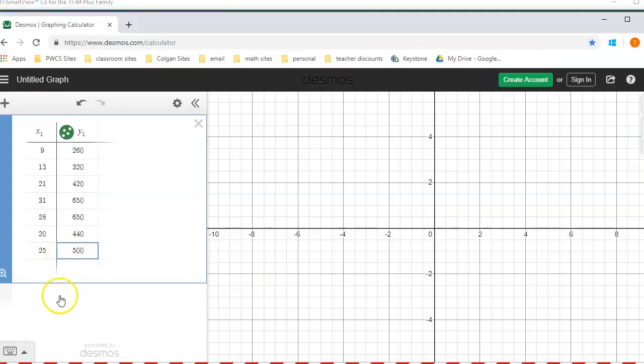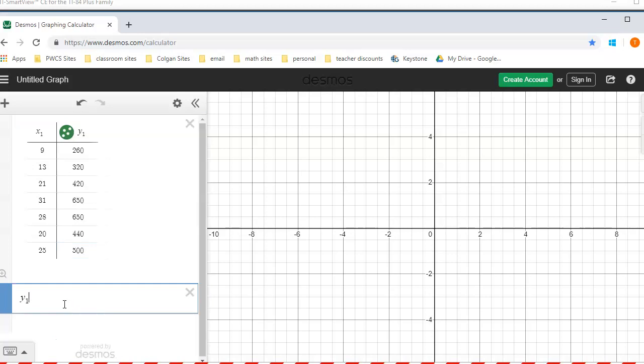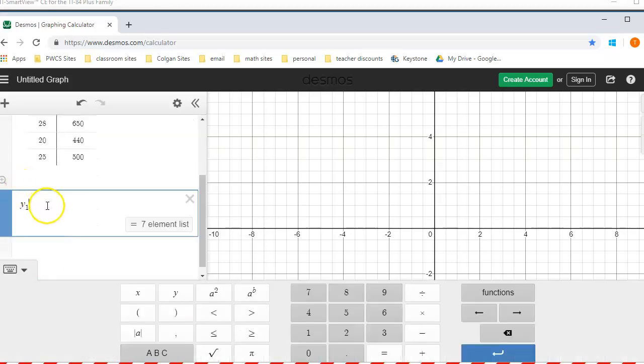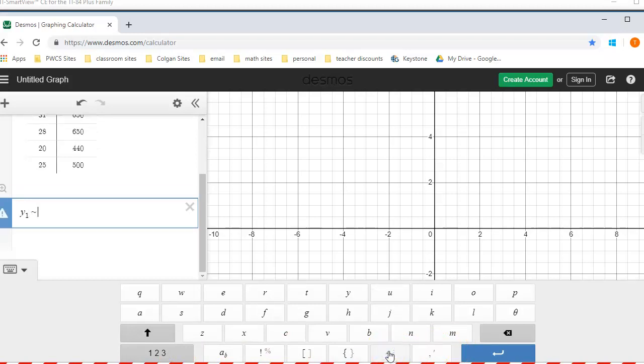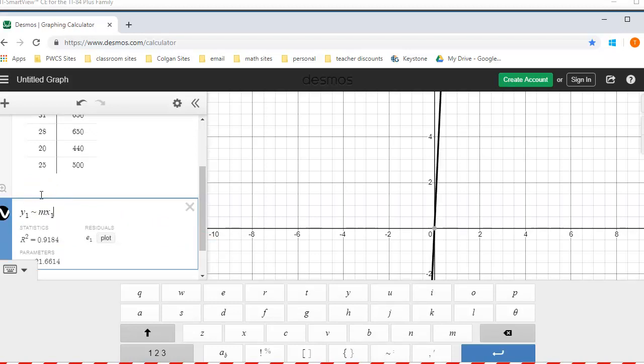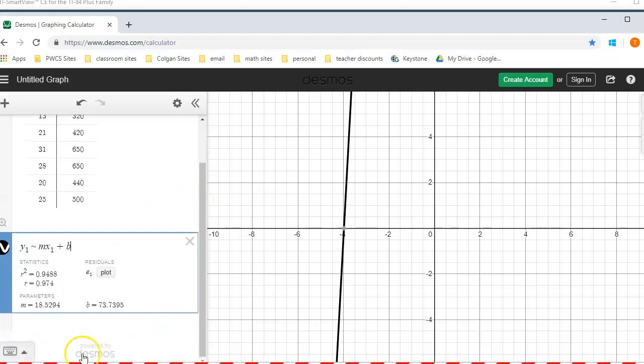On Desmos, you need to type in Y1. You need to find your tilde that's in your keyboard. Click on ABC. It's right here. MX1 plus B. And you should get those same numbers, except minus off. I don't know what it is.